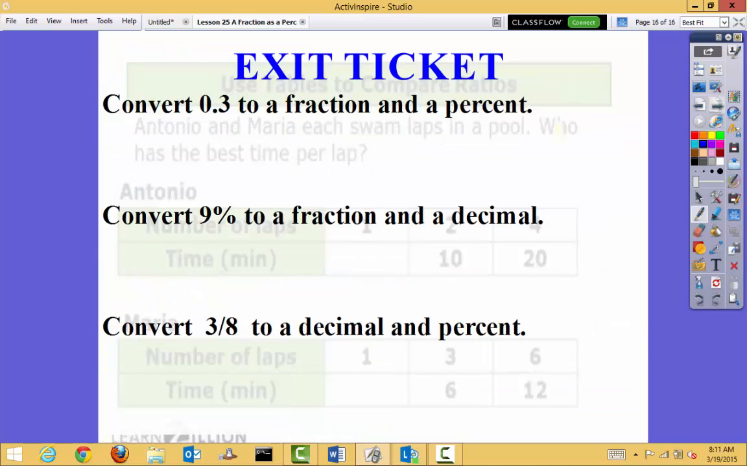Alright, let's go on to our exit ticket. Your exit ticket for problem number 1: convert 0.3 or 3/10 to a fraction and a percent. Number 2, convert 9% to a fraction and a decimal. And number 3, convert 3/8 to a decimal and a percent.